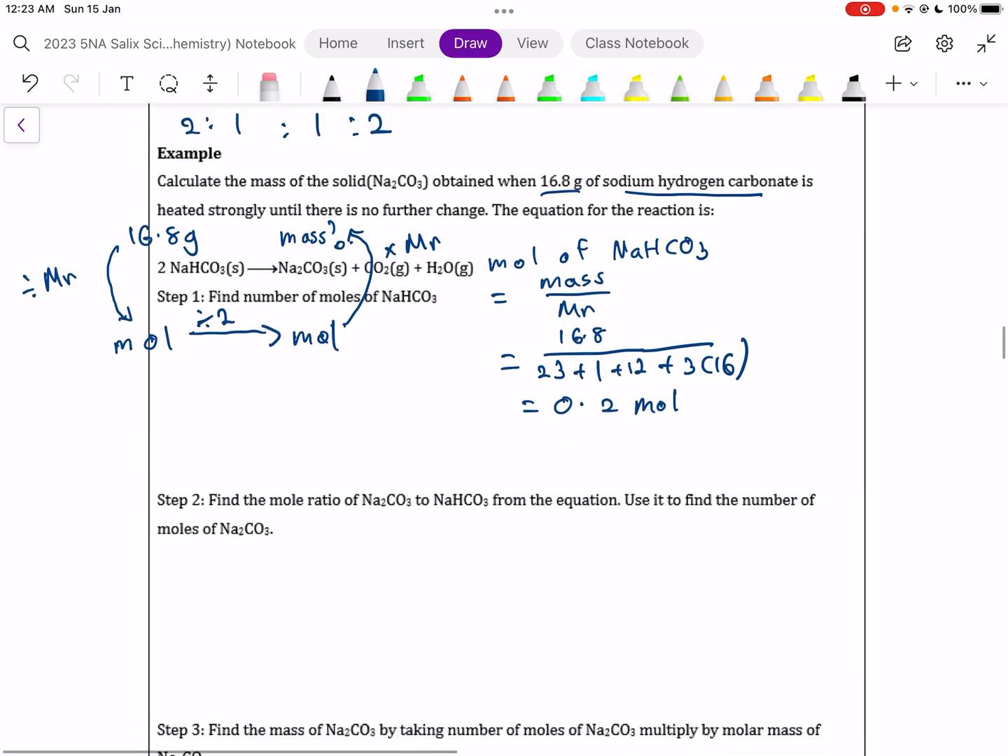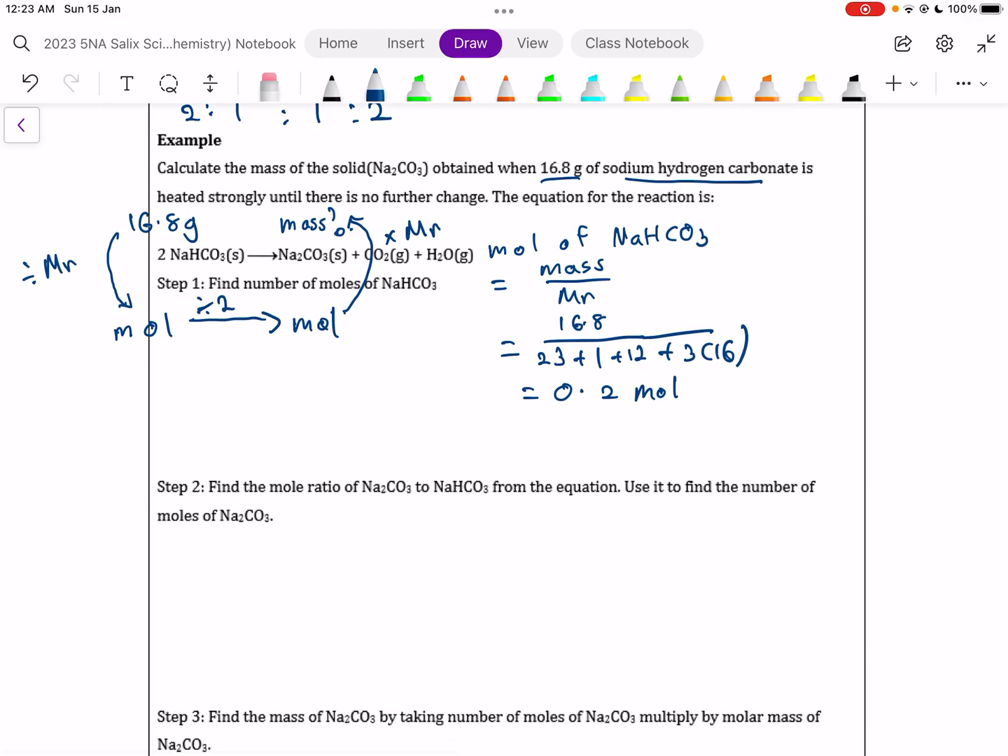Okay, so next thing is this. The ratio of your sodium hydrogen carbonate to sodium carbonate is 2:1. So what you can do next is find the number of mole of sodium carbonate by taking 0.2 divided by 2, so that's 0.1 mole.